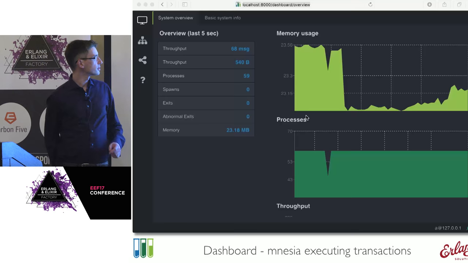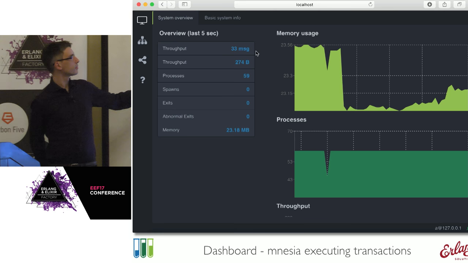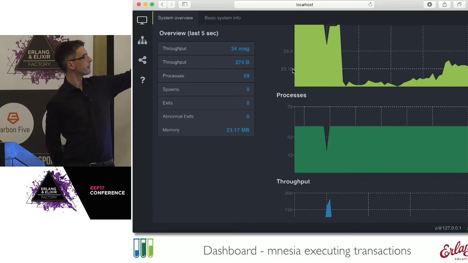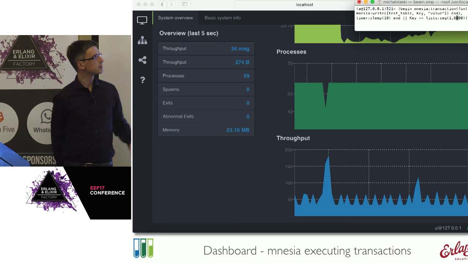So now we will just play some animation of when Mnesia is executing transactions, all right? First we observe the system, and not much is happening. There are something like 33 messages flying through the system every 5 seconds. You can see this dashboard here. Throughput is measured on the timeline. In other words, those 65 messages, 30 messages, they just fly through the system. But now we will start executing some Mnesia transactions.